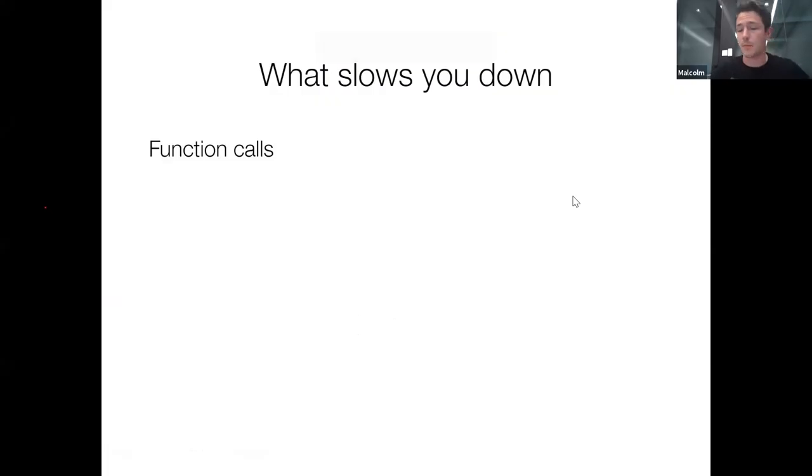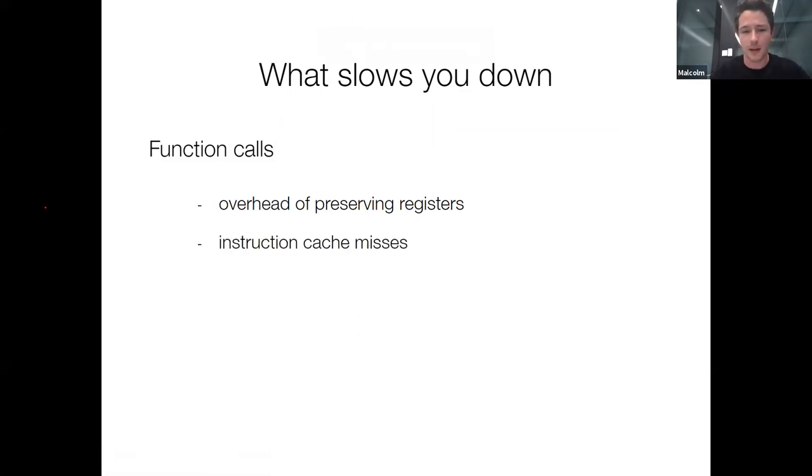So that was the main part of the talk about allocations and avoiding allocations, but let's quickly talk about what else can slow you down. Function calls can slow you down. You might think function calls are pretty simple, it's just a jump statement, but there's some overhead. You might have to kick some stuff out of registers and put them on the stack. You might get instruction cache misses. You may have too many function arguments that don't all fit in registers, so they need to spill over onto the stack.